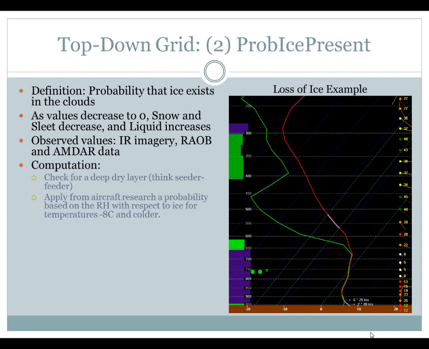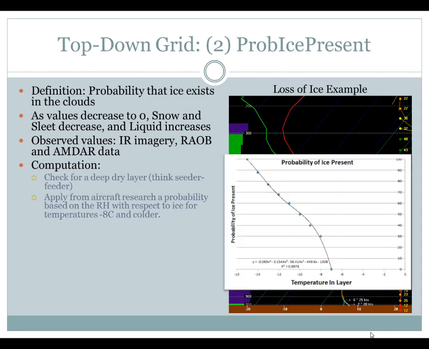From there, we apply aircraft research to assign a probability based on the RH with respect to ice for temperatures minus 8°C and colder. And here's an image representing that curve from the aircraft research that you can see at minus 8 you're looking at 30%, but by the time you get to minus 12 you're at 70, and then you're basically at 100% once you get to minus 15.